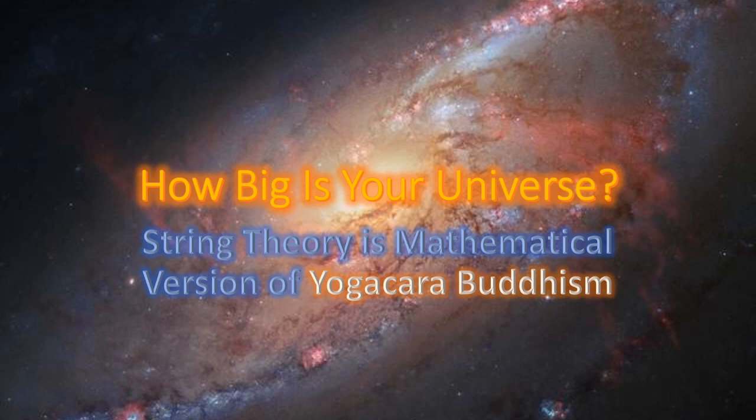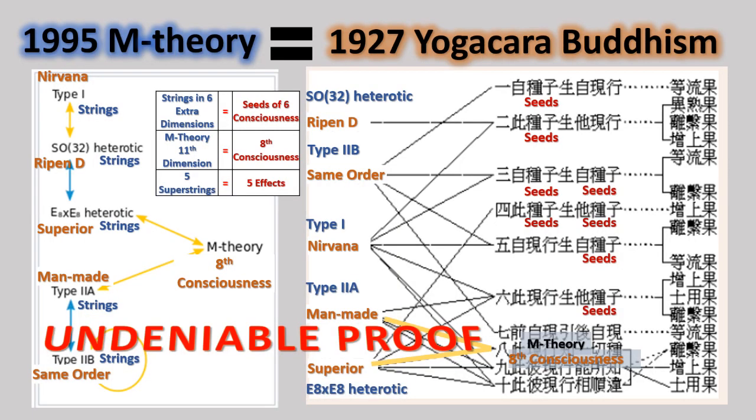In this episode, there will be a quick overview of string theory and Yogacara Buddhism, after which it will be shown that string theory is a mathematical version of Yogacara Buddhism. The diagram on the left was drawn after 1995. It shows dualities among superstring theories and M theory.